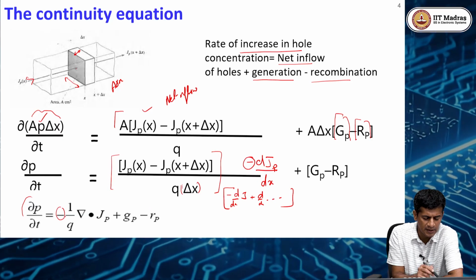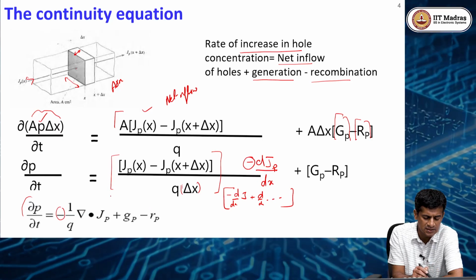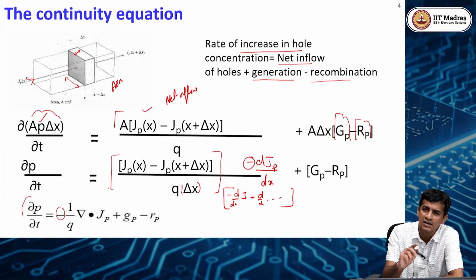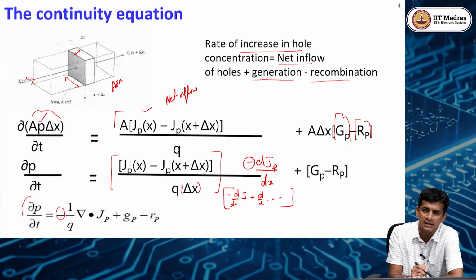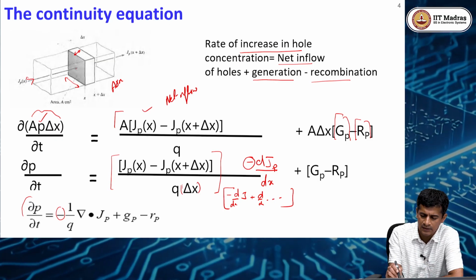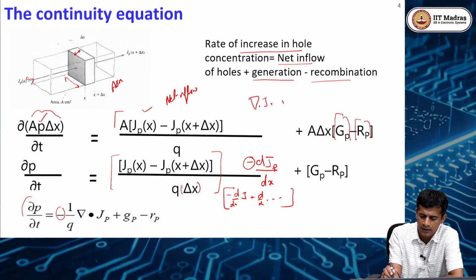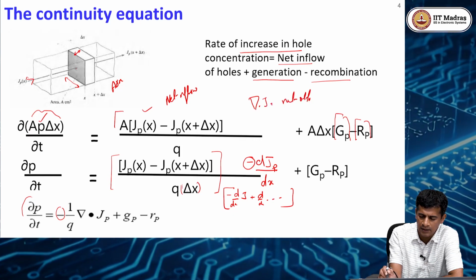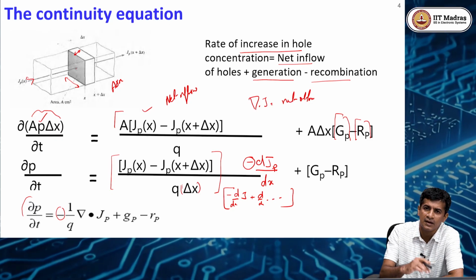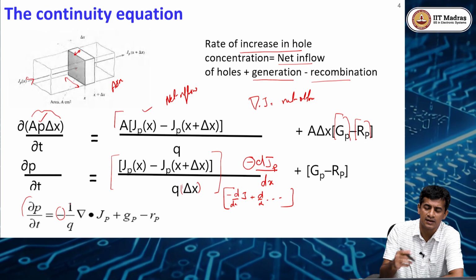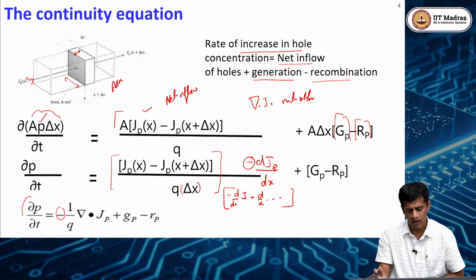You may wonder why this minus sign is here. That is because we are tracking net inflow, while divergence actually is net outflow, so that is why there is a negative sign here. Del dot something is the net outflow. But here we are interested in the build-up of the holes in this volume, so that is why you require a negative sign, that gives you the net inflow. I hope this is clear.